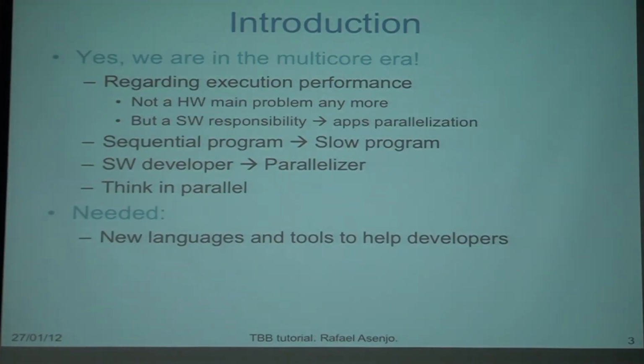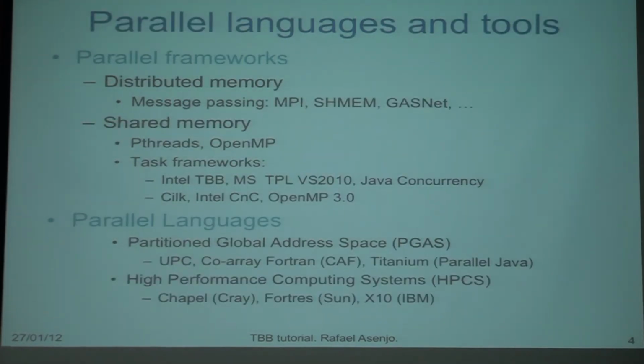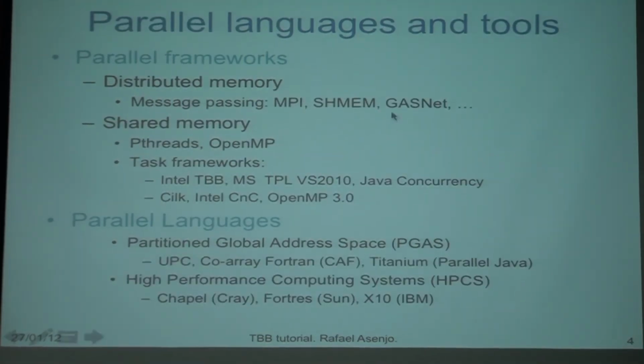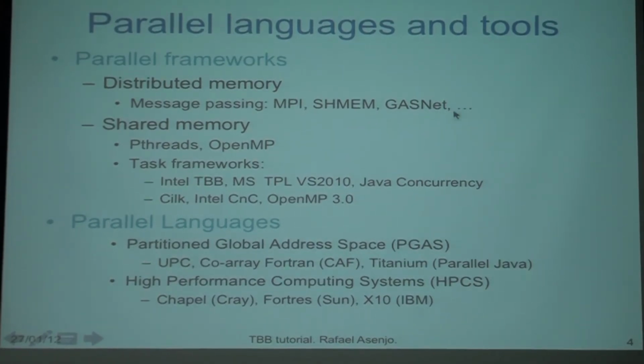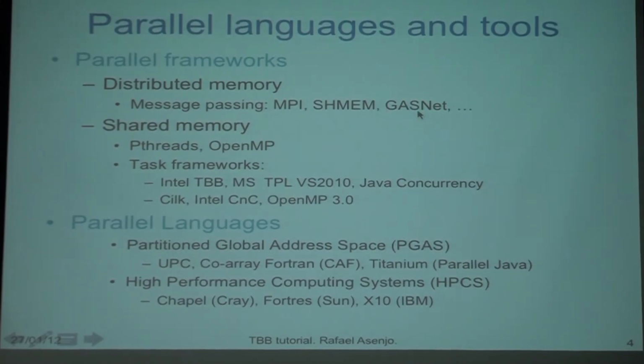Okay, this is his initial slide. We know it by now that we have to provide more mechanisms to exploit multi-cores properly. Parallel frameworks, this is a good survey-ish thing. So what else other than MPI is available? There is something called SHMEM. There is something called GASNet. There are a few others. I don't know much about these, but they exist.